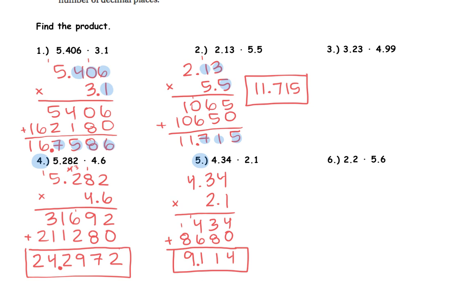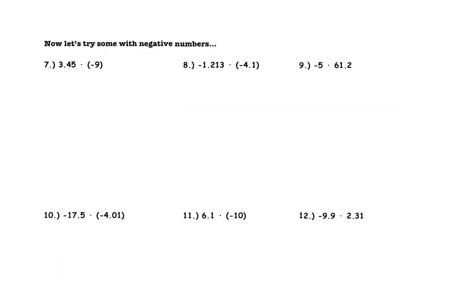All right, so now that we've done it with positive numbers, we're going to take a look at what happens when we start adding in some negatives. So before we jump into multiplying decimals that might contain negatives, let's do a real quick review of what happens when we multiply negative numbers.